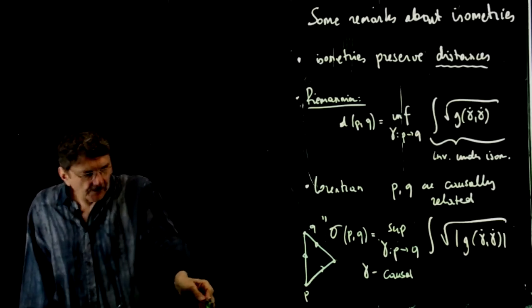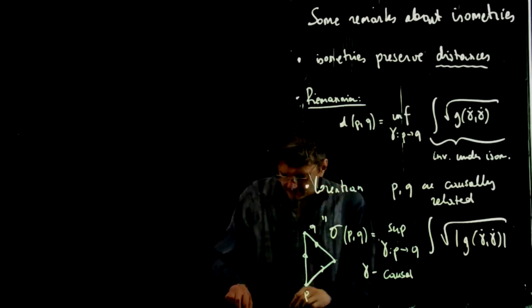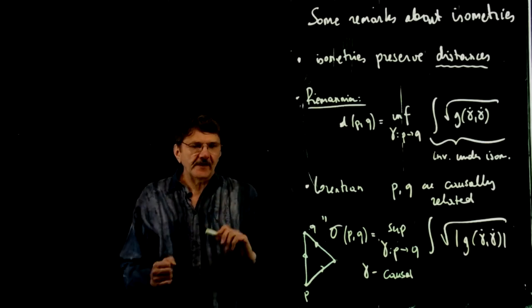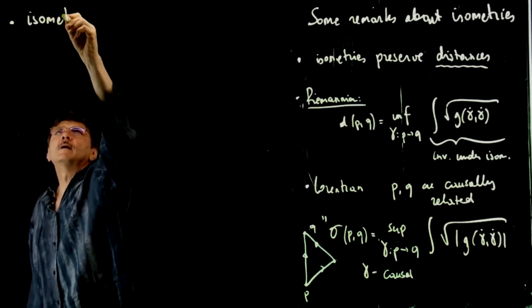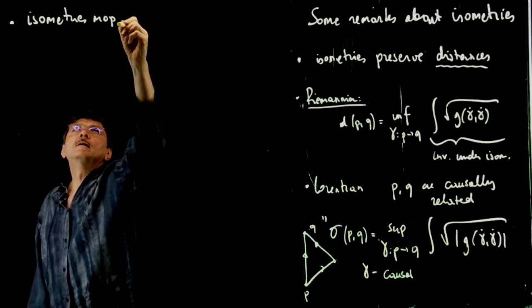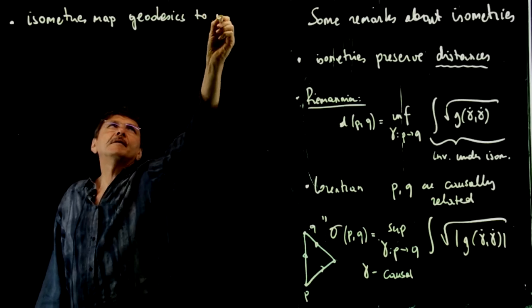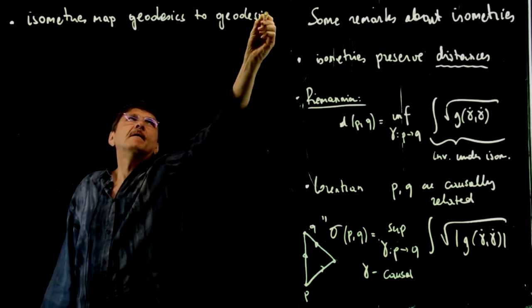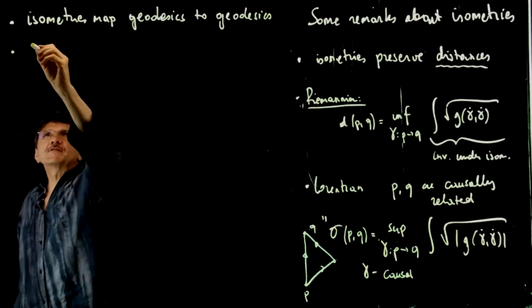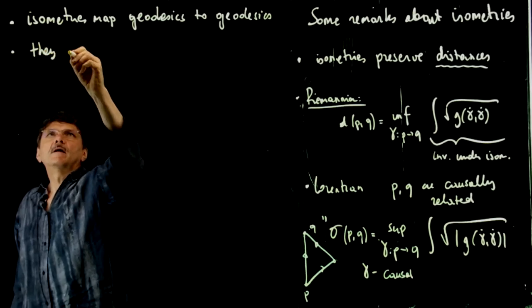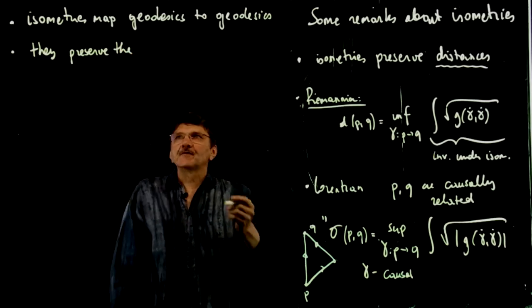But not only do isometries map geodesics to geodesics, but they also preserve their affine distance along the geodesic, right? So isometries map geodesics to geodesics. They preserve the parametrization.